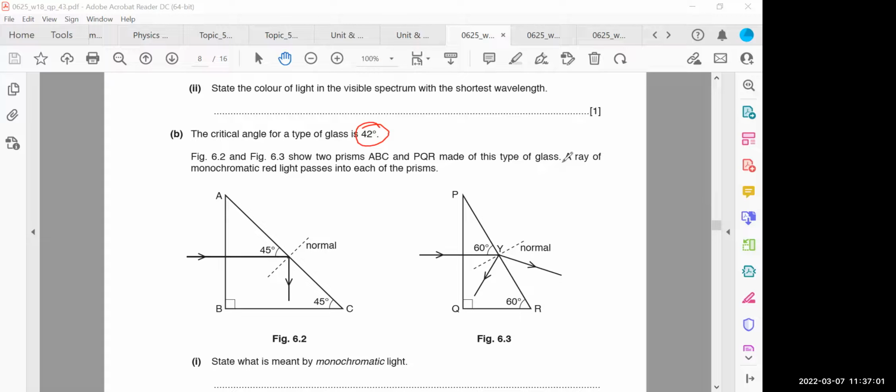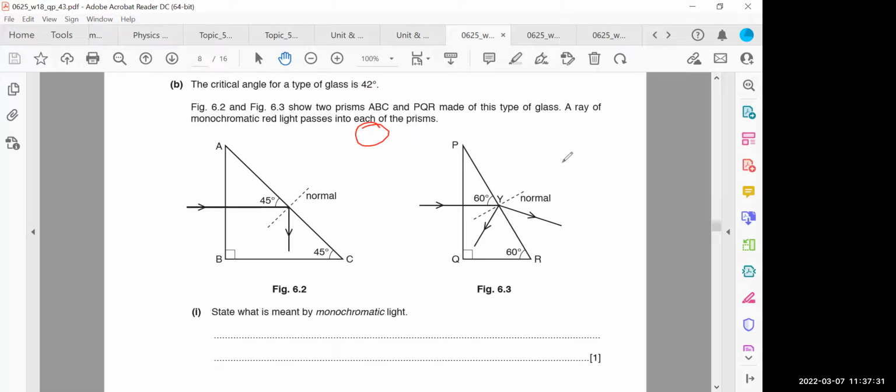Now the first question is for Meher. What do you understand by the term monochromatic? Monochromatic light is light with a single wavelength. Yes, correct. Monochromatic light is a light having a single color, a single wavelength, or a single frequency. That is called a monochromatic light.